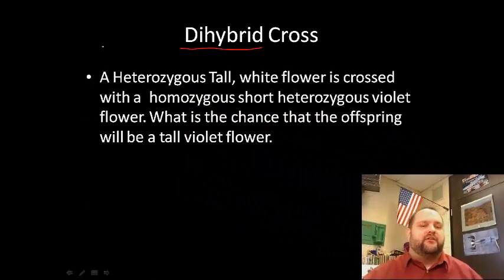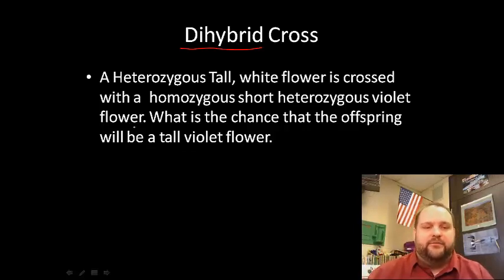So here's our problem. It says a heterozygous tall white flower is crossed with a homozygous short heterozygous violet flower. What is the chance that the offspring will be a tall violet flower? Okay, so that's our problem.